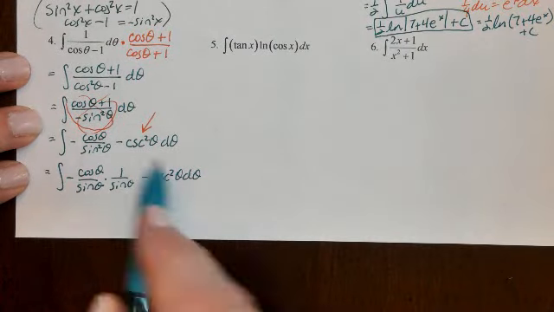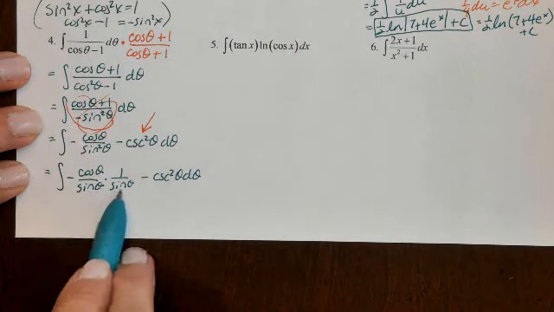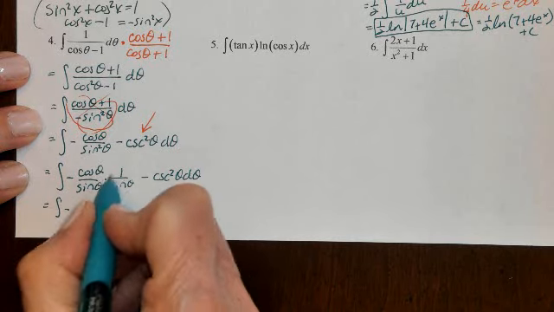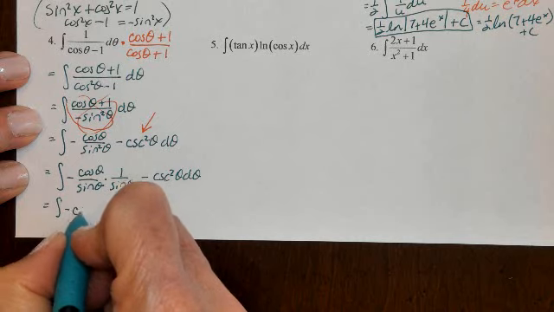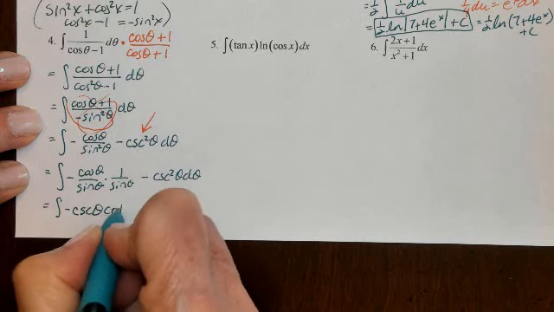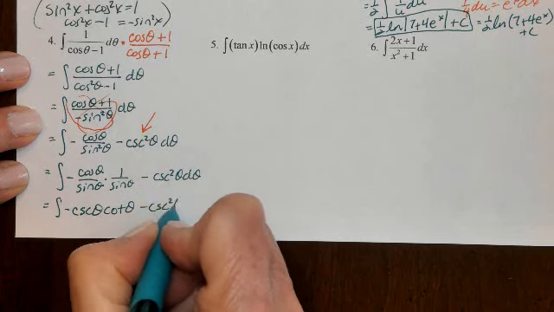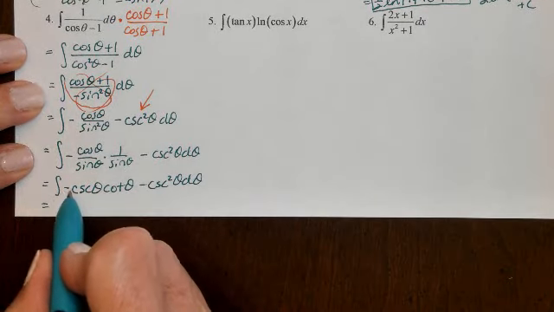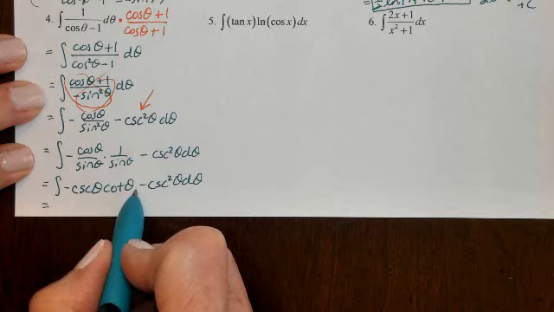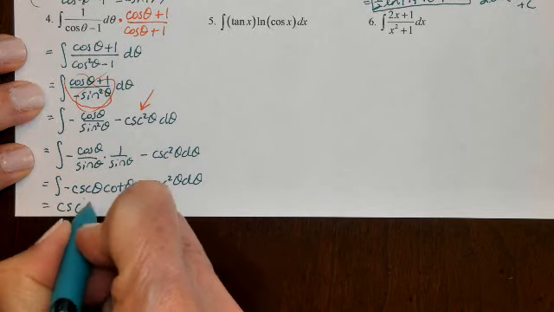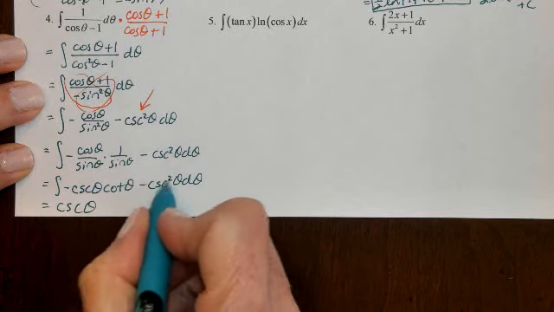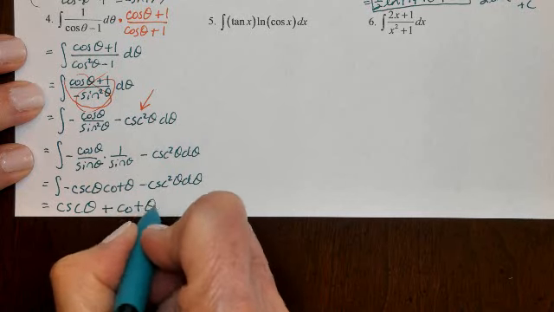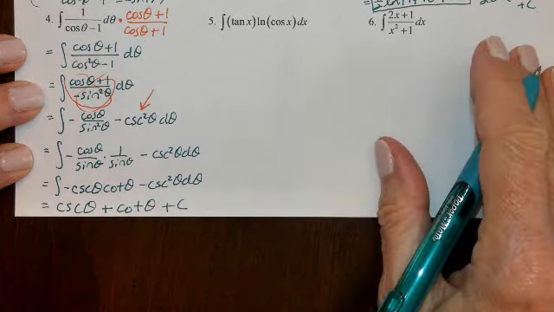That's true, right? I just split up the sine squared into sine times sine. And then that means cosine over sine is cotangent. 1 over sine is cosecant. So this is negative cosecant theta cotangent theta. And I know the antiderivative of that. The antiderivative of negative cosecant theta cotangent theta is cosecant theta. The antiderivative of negative cosecant theta is positive cotangent theta. And that's it.